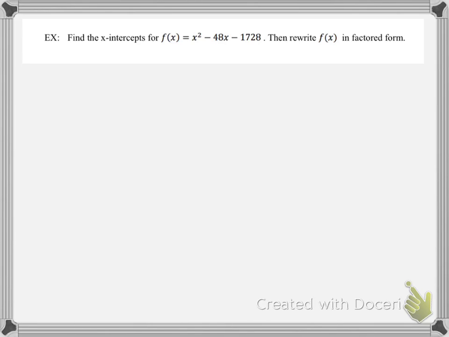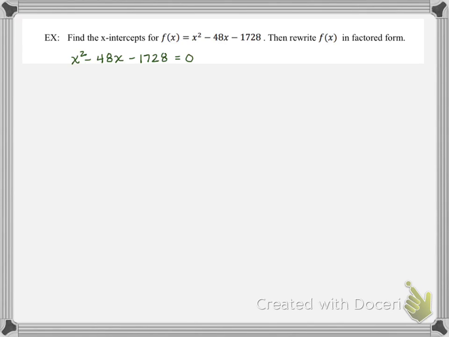But what we can do is use another method to solve the equation x squared minus 48x minus 1,728 equals 0, which would give us our x-intercepts. And once we know our x-intercepts, we can write this function in factored form, right?